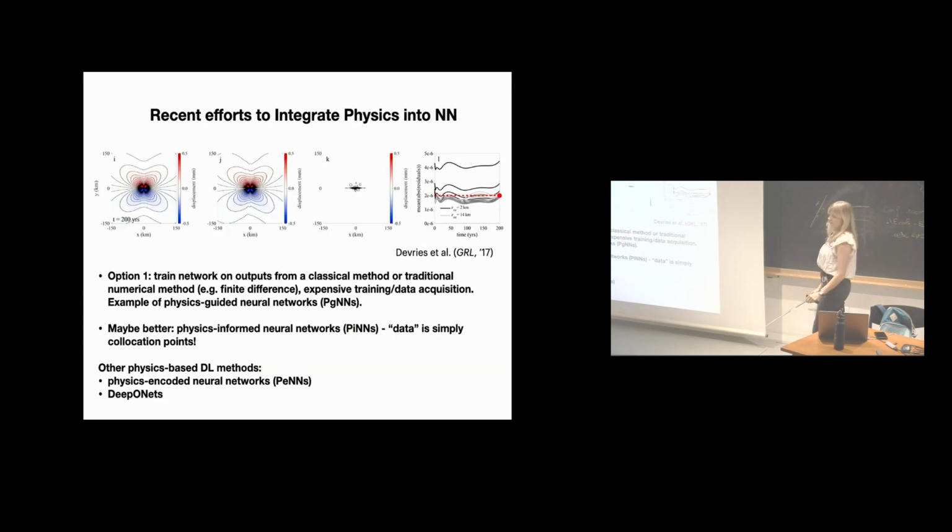There have been lots of recent efforts to integrate physics into neural networks. The first option is that you can train it on outputs from a traditional method. For example, you can run a bunch of finite difference simulations, get a bunch of data, train a neural network on that, and then hope that it predicts something meaningful. I've been working on PINNs, these physics-informed neural networks, where the data is simply what are called collocation points, which I'll describe, but it doesn't require any alternative method for a forward problem. There are other physics-based deep learning methods, but I don't have time to talk about them today.